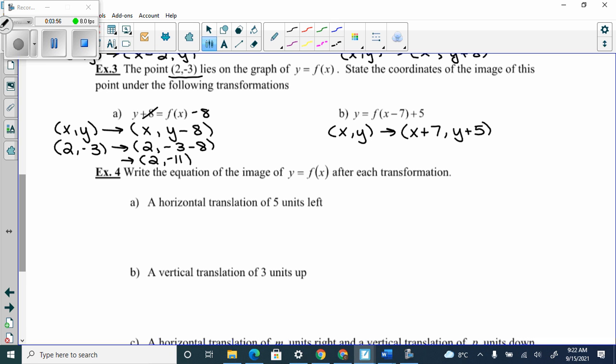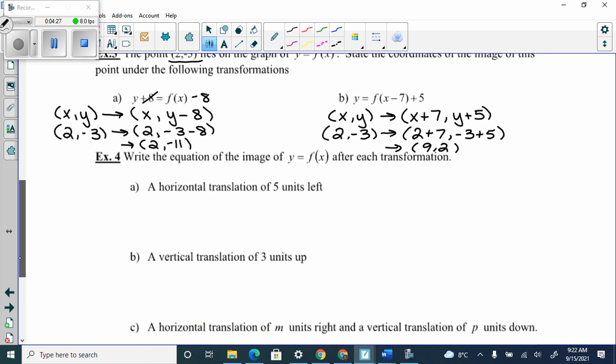Some people try and memorize transformations. It goes really badly, really quickly. Don't memorize. Understand why you're moving things. So if I'm moving 7 right, then I go to my x, because my x is my right-left movement, and I have to add 7 to it to get it to move right. Right? Correct. 2 comma negative 3. 2 plus 7 comma negative 3 plus 5. And then we get 9 and 2.